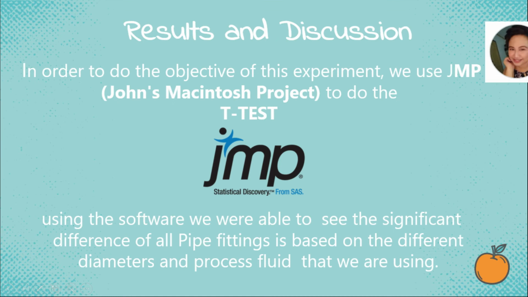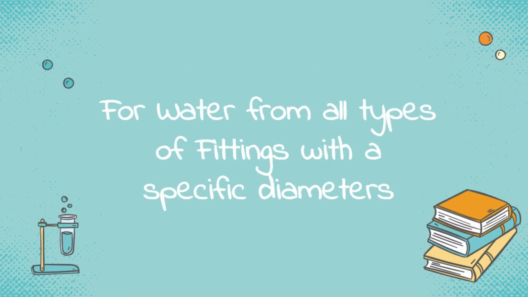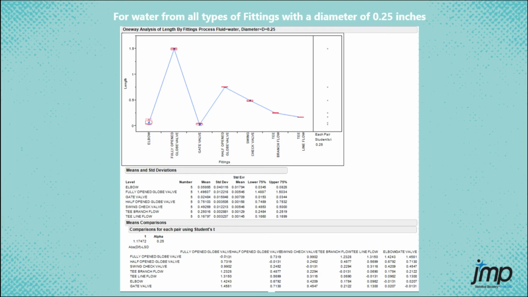In order to meet the objective of this experiment, we used JMP to do the t-test. Using the software, we were able to see the significant difference of all pipe fittings based on the different diameters and process fluid that we are using. We used all the raw data that we have gathered in order to get the comparison of all fittings.